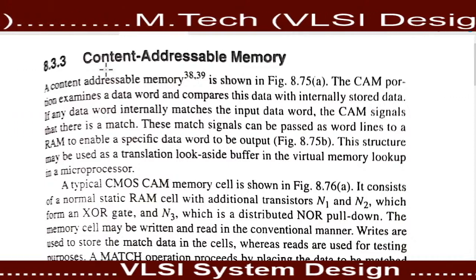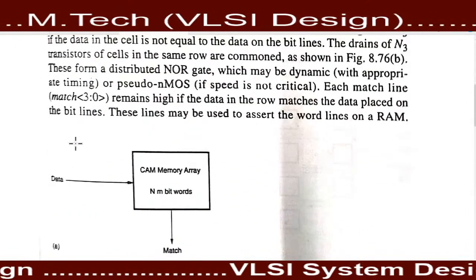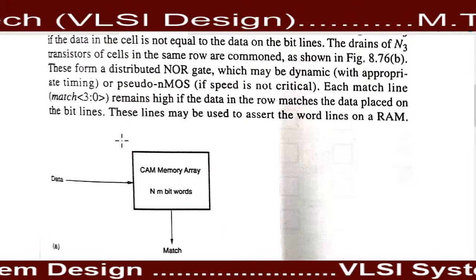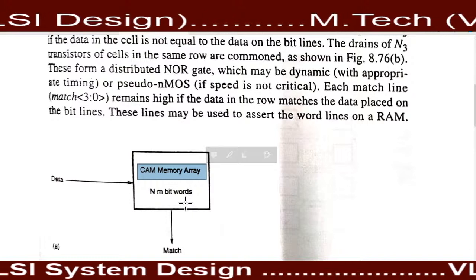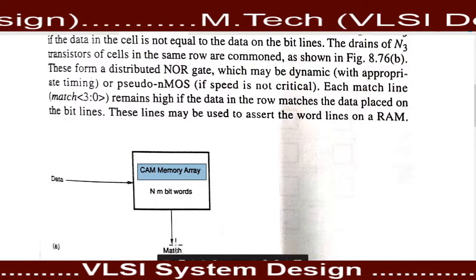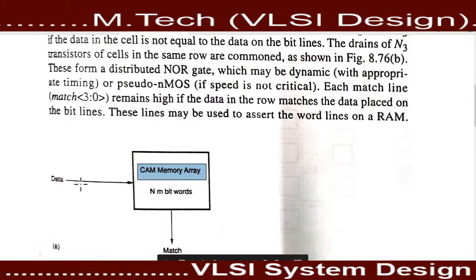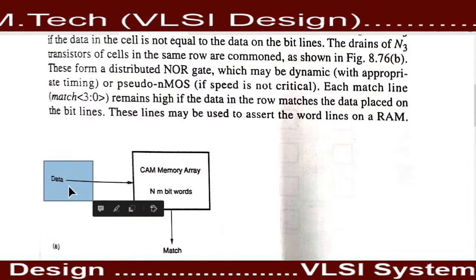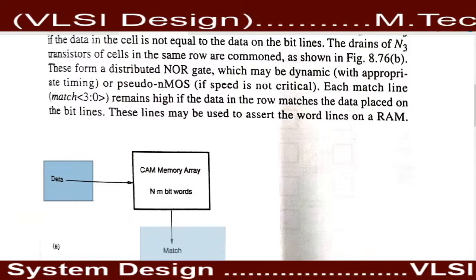You can easily understand this content addressable memory by using this block diagram. Some black block is present here. It is known as the CAM memory array. The input of this CAM memory array is the data, and the output is match. You can say in a broad way that the input of this type of memory is the data, and the output is the address.